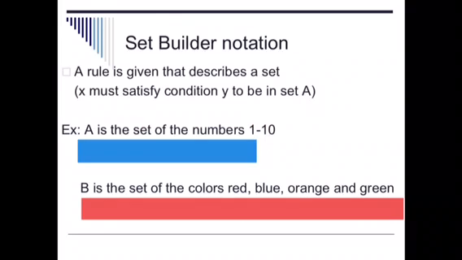Our second common way of writing out a set is set builder notation, and that is basically a rule that describes all the characteristics of the elements in the set. So here are two examples. I have A is a set of the numbers 1 through 10. So I need a rule, and the easiest way to do this is basically your rule is the statement that's given. So our rule is that the number must be between 1 and 10.